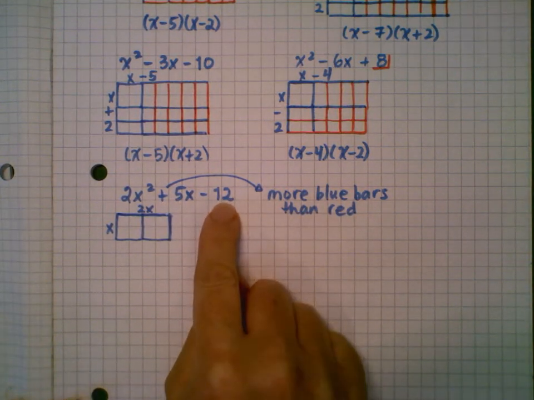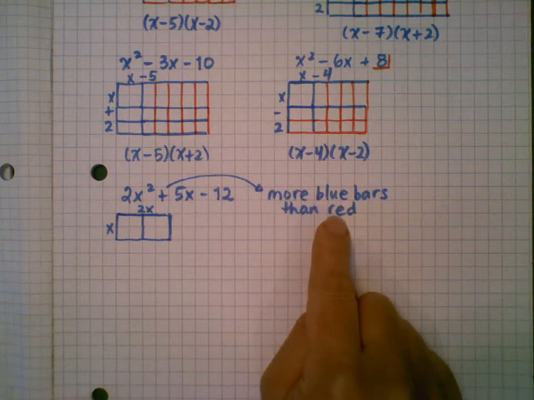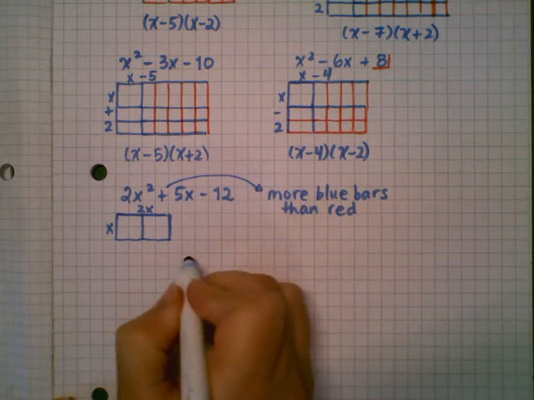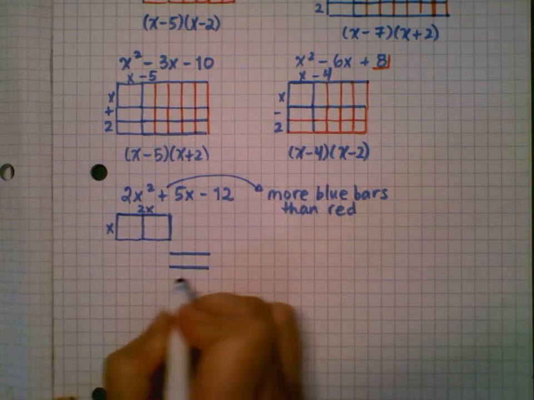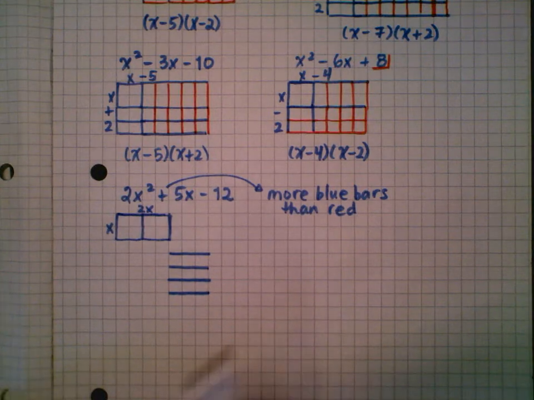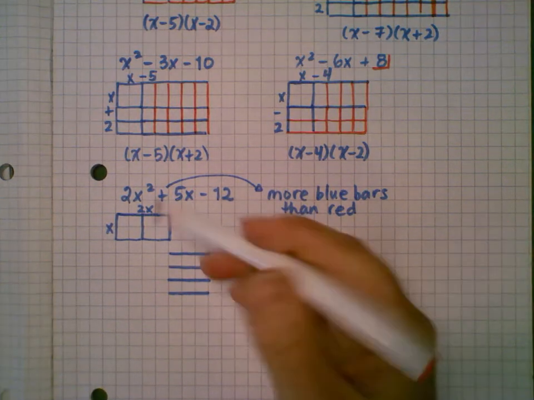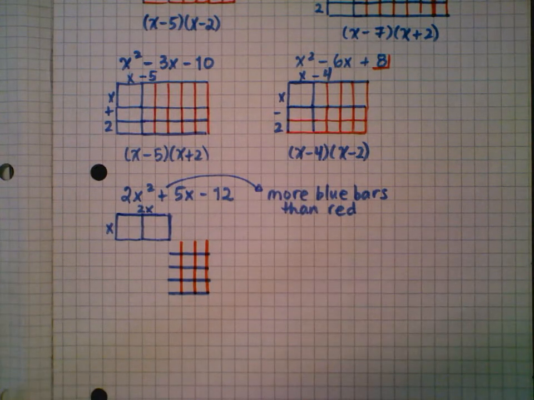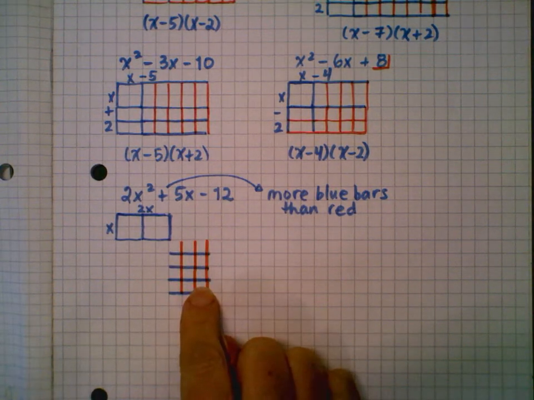So if I look at 12, that can be broken up into 3 times 4. And since there's more blues than reds, the 4 has to be the blues. So 3 by 4, I'm going to go like this. So more blue lines than red lines there, because of that middle term being positive. This is my negative 12 that I've represented.